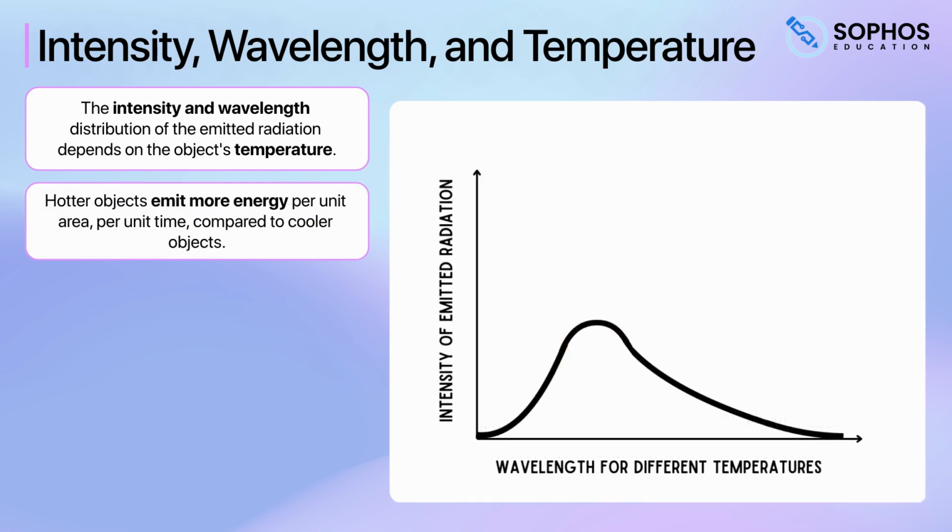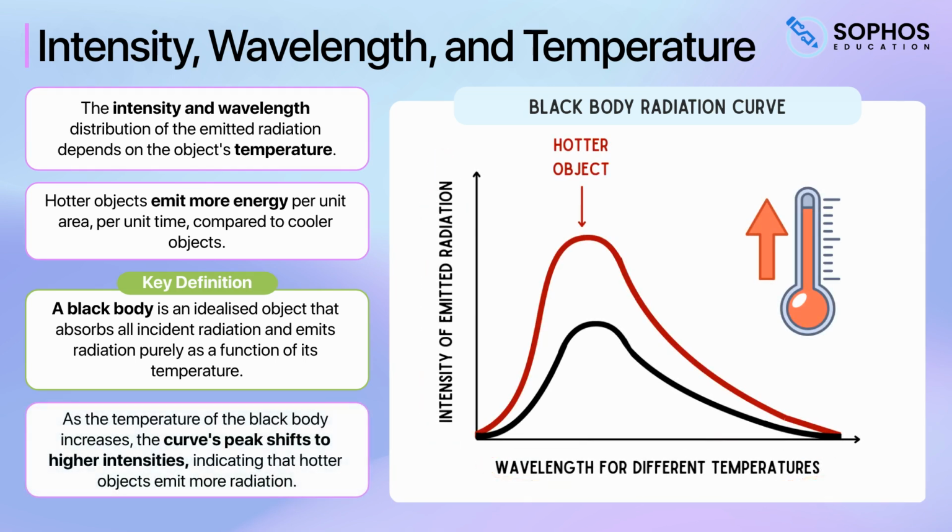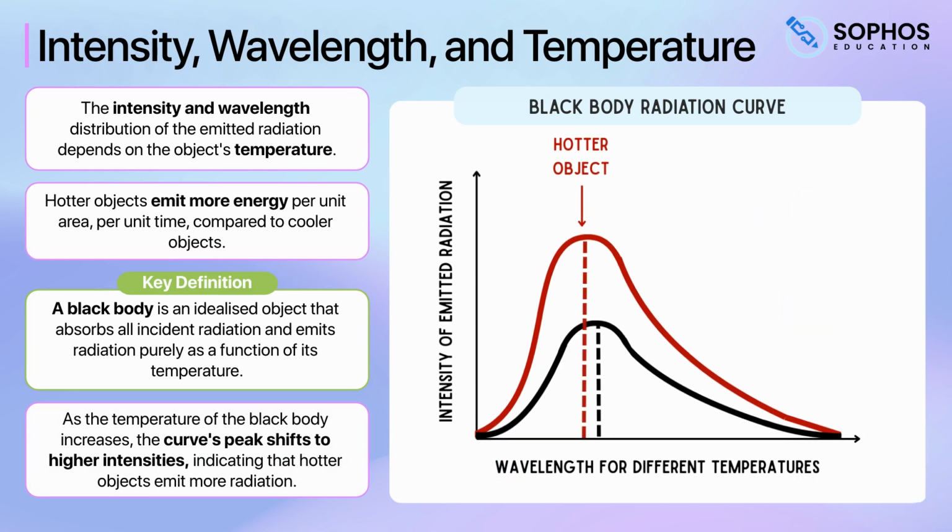To visualize this concept, we use a blackbody radiation curve. A blackbody is an idealized object that absorbs all incident radiation and emits radiation purely as a function of its temperature. The blackbody radiation curve plots the intensity of emitted radiation versus wavelength for different temperatures. As the temperature of the blackbody increases, the curve's peak shifts to higher intensities, indicating that hotter objects emit more radiation. We will expand on these ideas in subsequent lessons, so don't worry if they feel a little complicated for now.